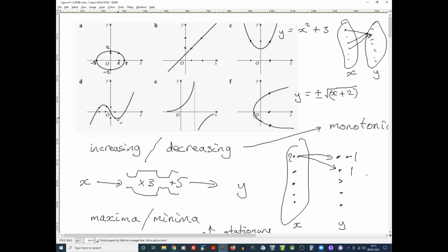-3 to 3. Yes, and the range? Value -2 to 2. That's right. So here's the domain, here's the range, and then this question is about the mapping from the domain to the range.